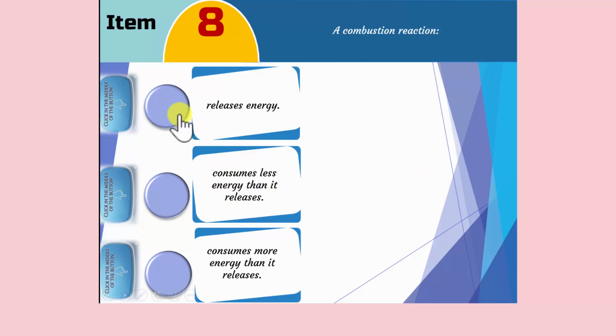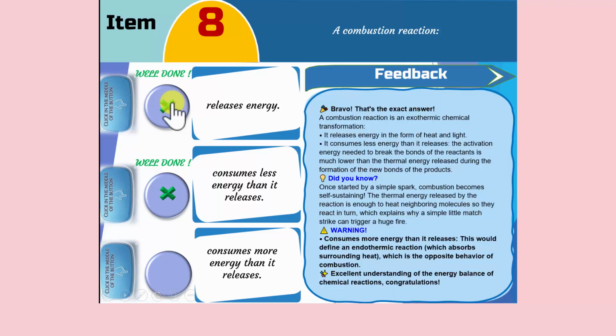The correct answer is that combustion consumes less energy than it releases, and it releases energy as heat and light. Although some energy is needed to break the reactant's bonds and start the reaction, forming the product's new bonds releases even more energy. That makes combustion exothermic.